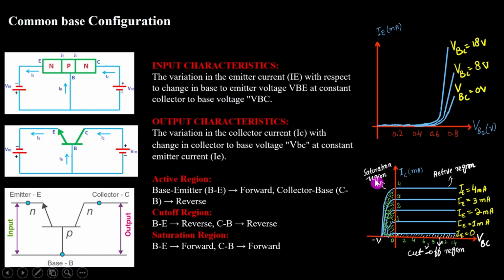On the other hand, we have the saturated region. In the saturated region of the graph, we have the base to emitter junction forward biased, and similarly the collector to base junction also forward biased. In that situation we take this region of the graph, and this region of the graph is called the saturation region. Okay, now we have the common emitter configuration.